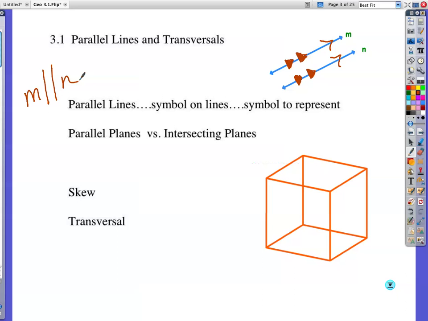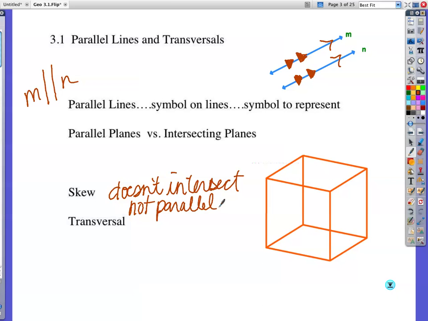Skew is a new word. Skew means, basically, it doesn't intersect, and yet still not parallel. Well, how could that be? So I have this wonderful picture here. I'm going to pick a line. Woo! All right, and there are several lines that are skew.